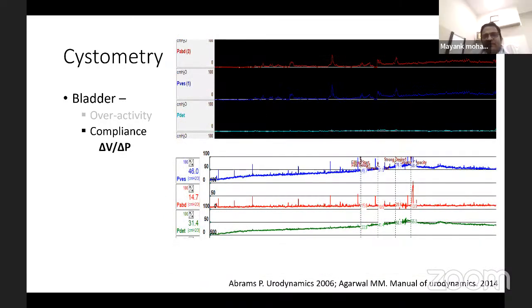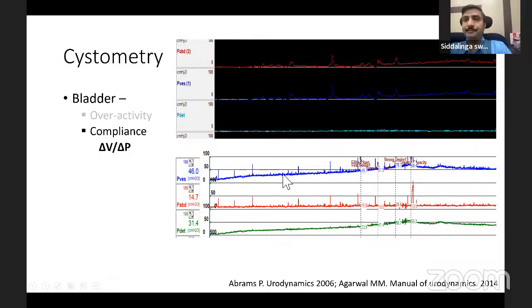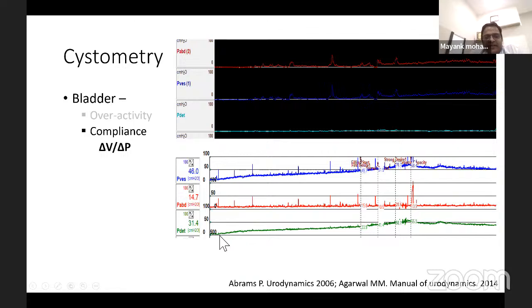Coming to compliance, which I already mentioned, the upper graph shows normal compliance. That means the patient has been filled to, let's say, 400, 500, but there is hardly any elevation of P detrusor, even towards the end of the study. In contrast, in the lower graph, during the filling, the pressure keeps on increasing continuously. You can see that green graph, it shows poor compliance. So let's say towards the end, the pressure is 55 and the filling is about 300. So compliance is merely 6 only. So it is a very low compliance bladder.